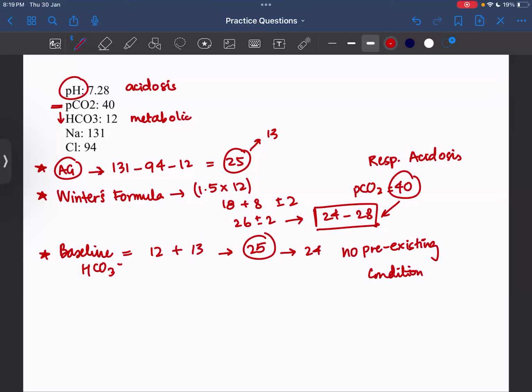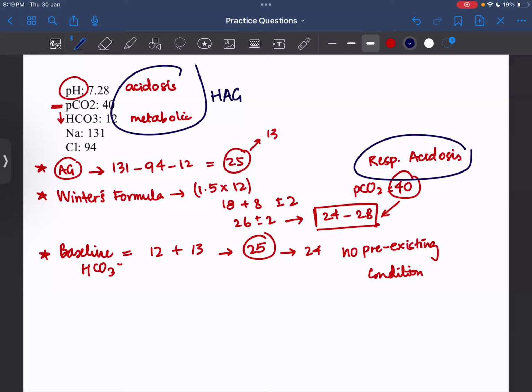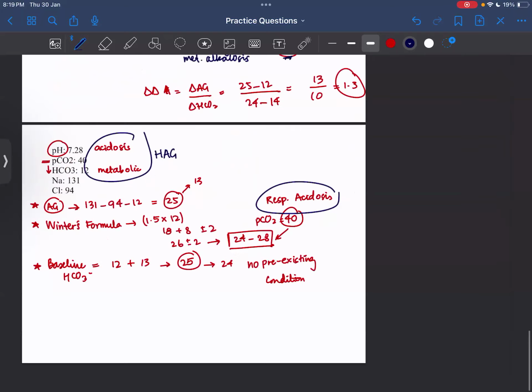Perfect. And then the delta is not necessary in this condition. So basically, the only two things that we have here are the metabolic acidosis with a concomitant respiratory acidosis. And before you say metabolic acidosis, this is a high anion gap. Okay, high anion gap metabolic acidosis alongside concomitant respiratory acidosis. And that's pretty much it. That's all for the questions.